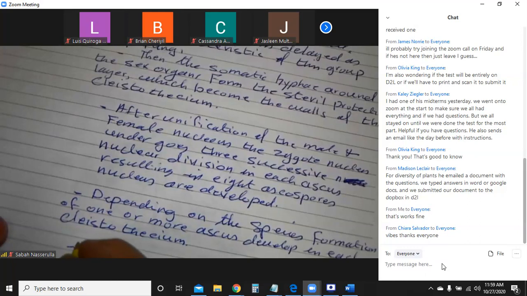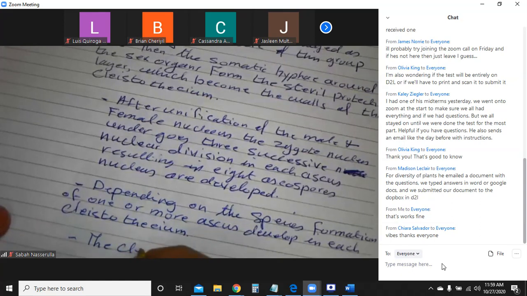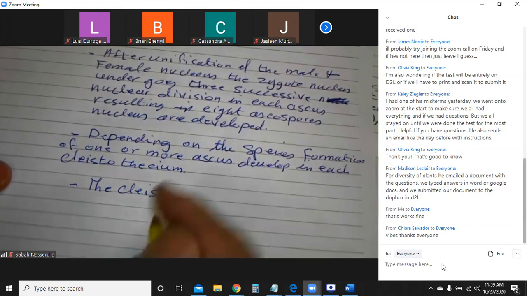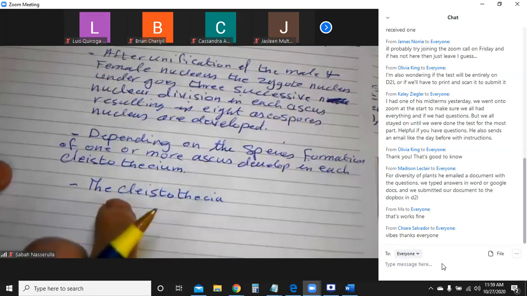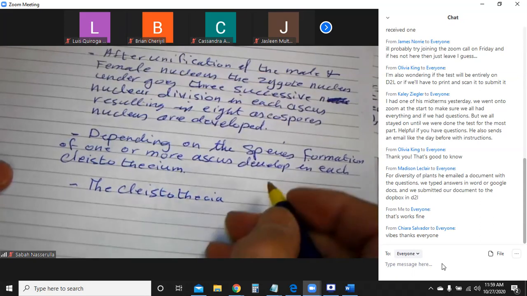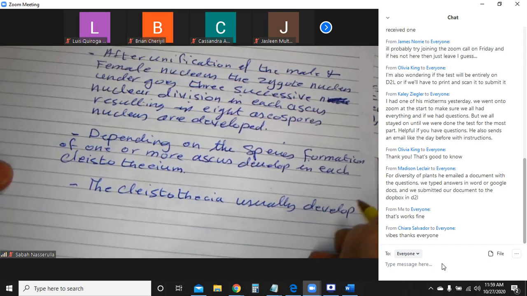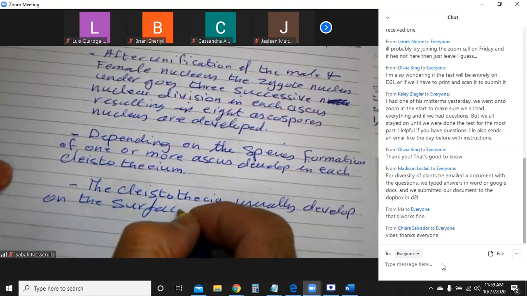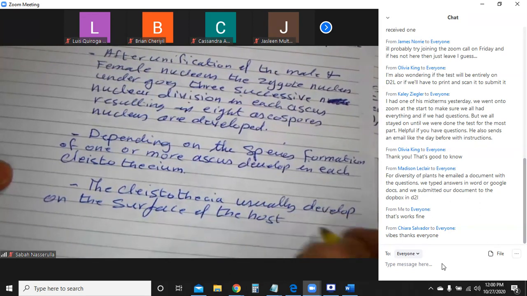Now, as I mentioned to you here, the clistothecia, I mentioned clistothecia as the plural of clistothecium, usually develop on the surface of the host's leaves.